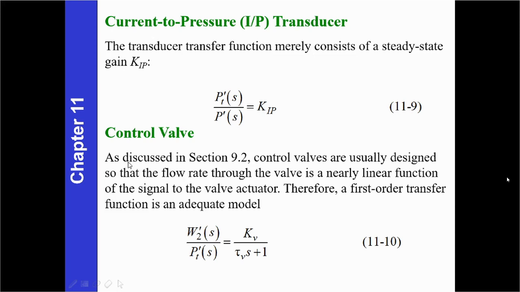as discussed last week in section 9.2, control valves are usually designed so that the flow rate through the valve is a nearly linear function of the signal to the valve actuator. Therefore, a first-order transfer function is an adequate model, which is given by this equation: W2-s over Pt-s equals Kv over tau v s plus 1.